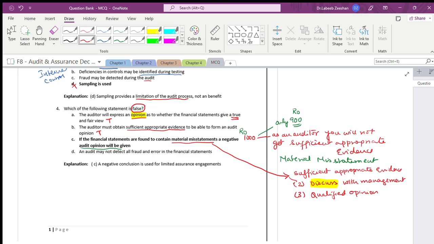Assume you are not getting good appropriate evidence in inventory. Then you will give a qualified opinion on the subject matter, only on the inventory. You will not say that everything else is wrong. That is what you will do. You will never give a negative opinion; you will give a qualified opinion. Keep this in mind. We will cover this again and again when required. So the statement that if the financial statements are found to contain material misstatements, a negative audit opinion will be given is false. We are not going to give a negative audit opinion. We are going to give a qualified opinion.